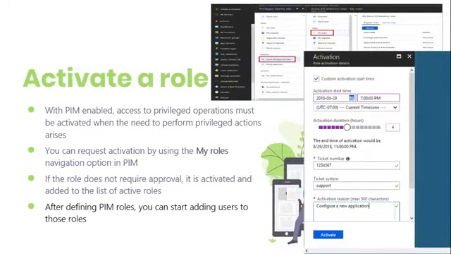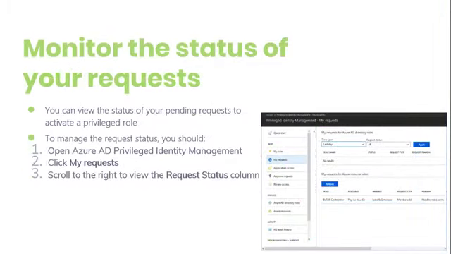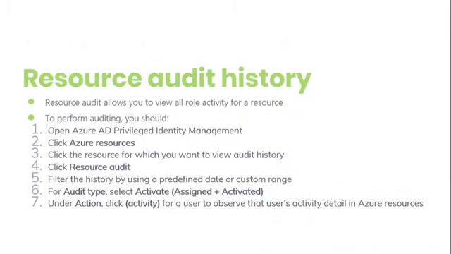With PIM enabled, you need to activate access to privileged operations when the need to perform a privileged action arises. If you have been designated as an administrator and you need to take on an Azure AD directory role, you can request activation by selecting My Roles in PIM. You can view the status of your pending request to activate. Resource Audit gives you a view of all role activity for resources.